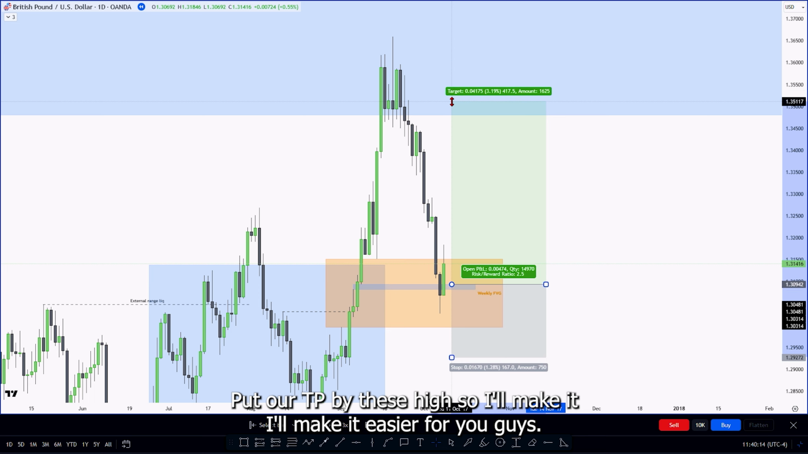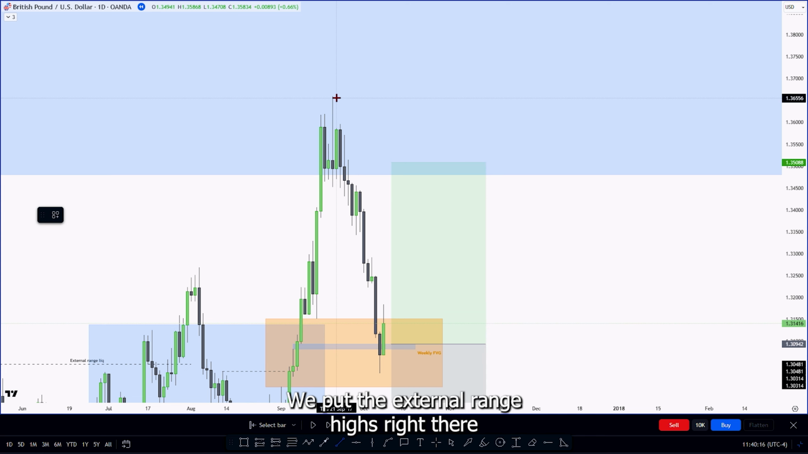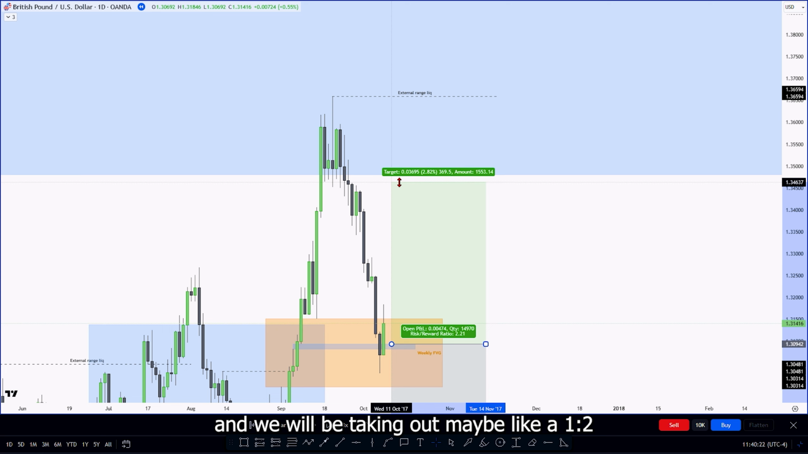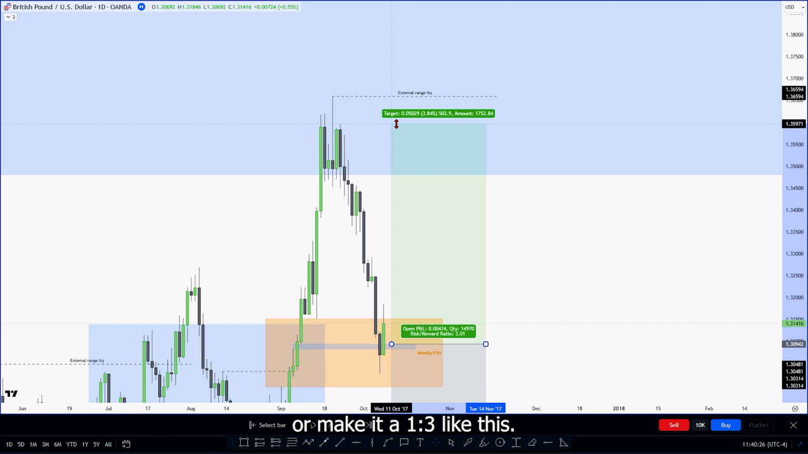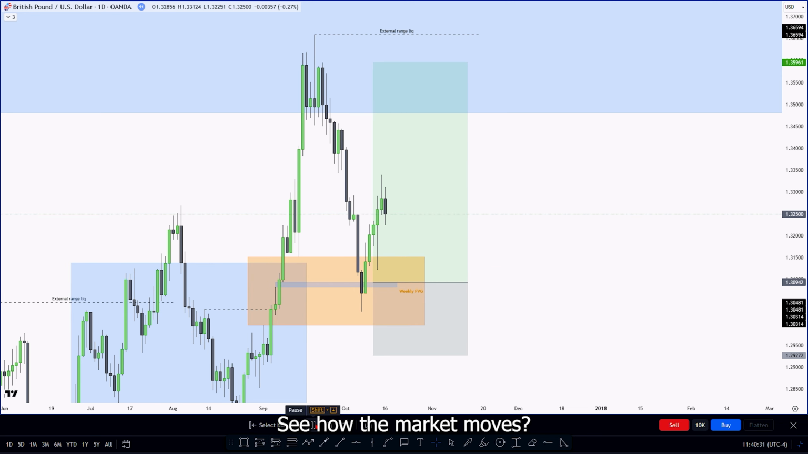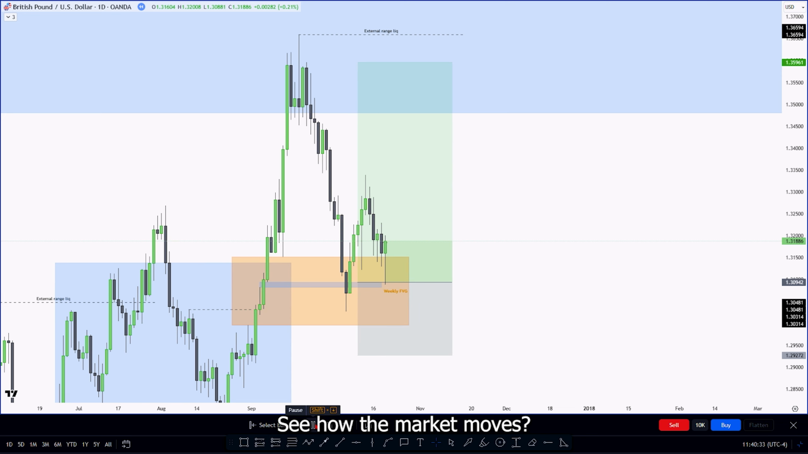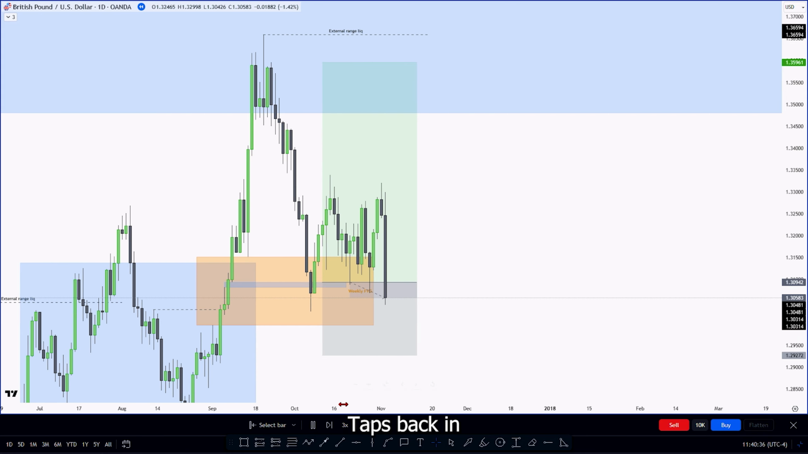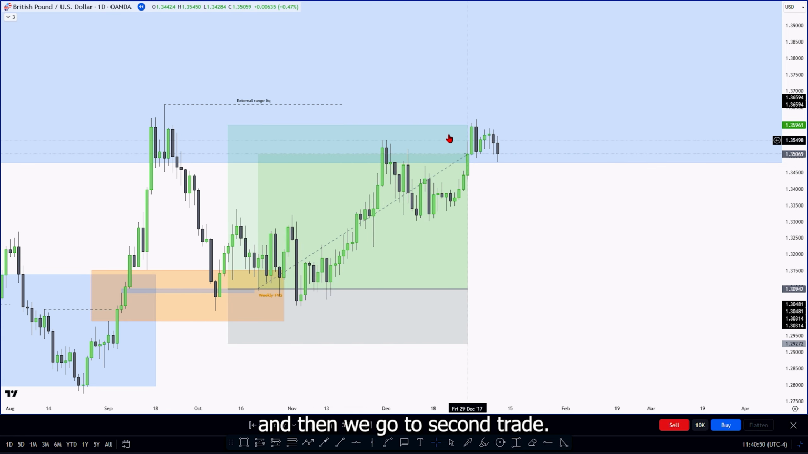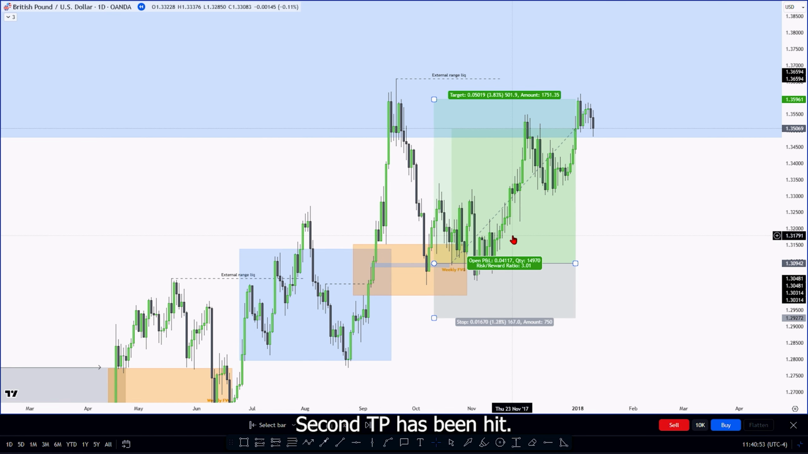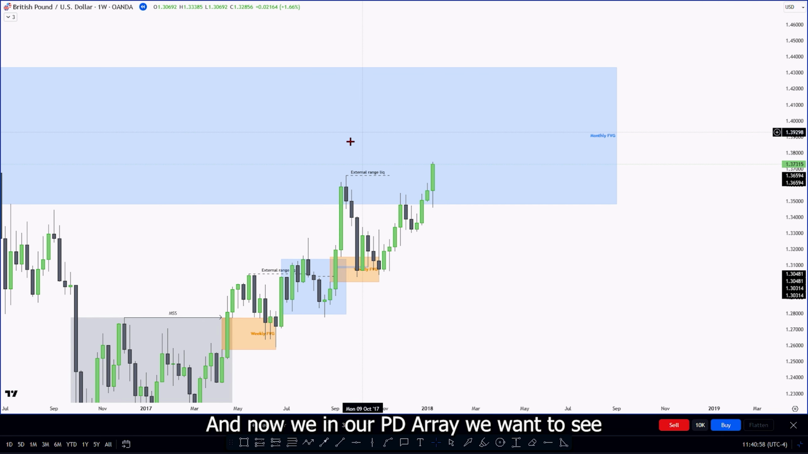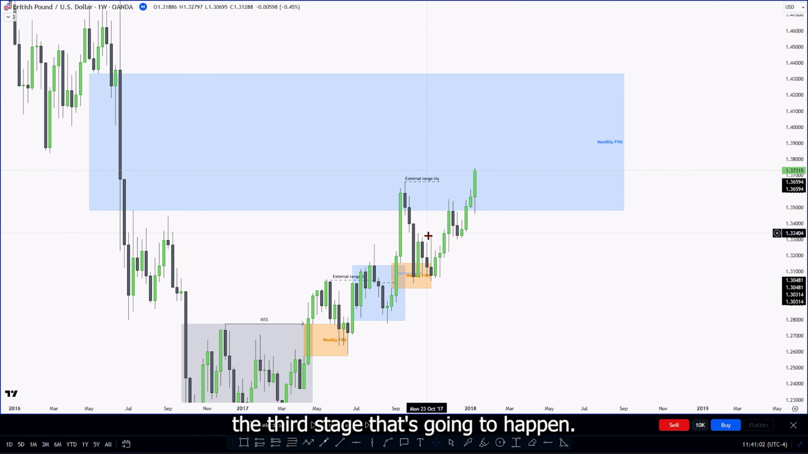So I'll make it easier for you guys, where I'll put the external range highs right there, and we'll be taking out maybe like a 1 to 2, or we'll make it a 1 to 3 like this. See how the market moves. Taps back in. See the market moves. And there we go. Second trade, second TP has been hit. It's our second stage. And now we're in our PD array. We want to see the third stage that's going to happen.